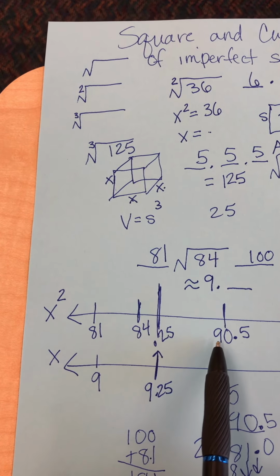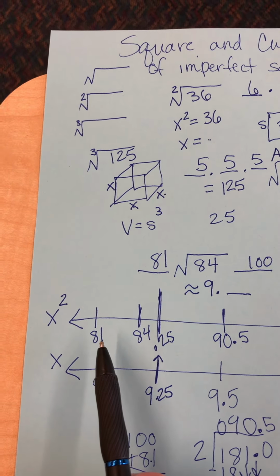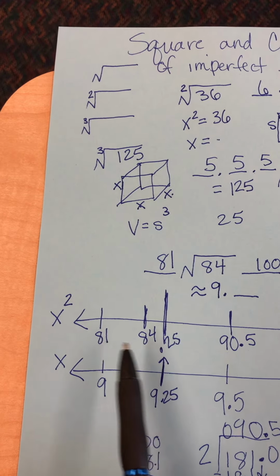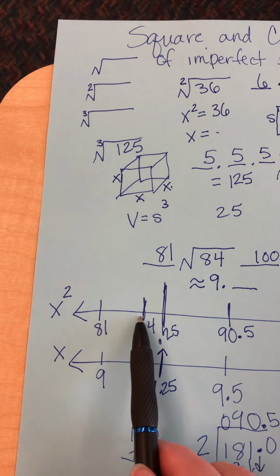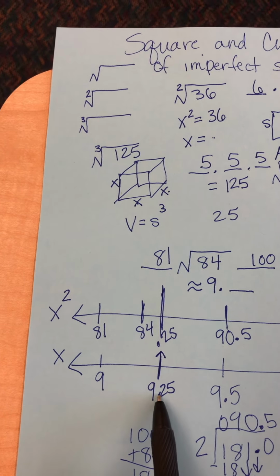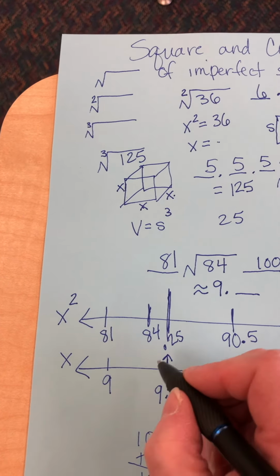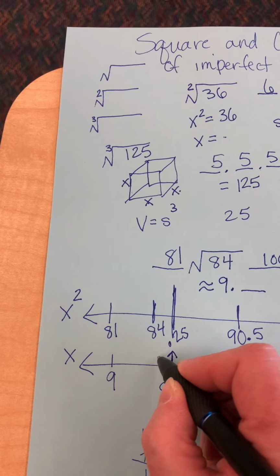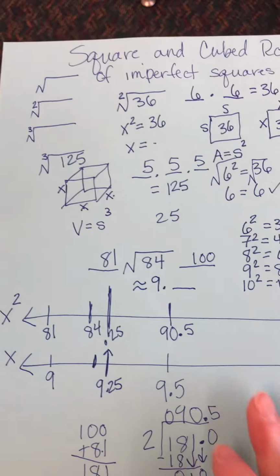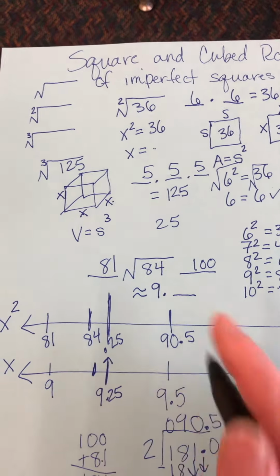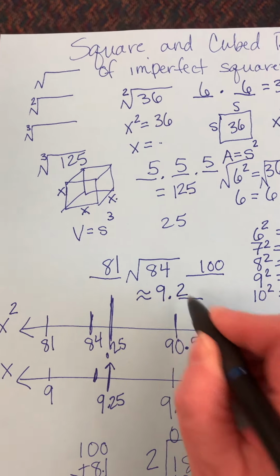So half of 9 is about 4.5, but we only went up 1, 2, 3 numbers. So I'm going to be below 9.25. So you want to really look at, okay, how close is it? It's probably pretty close. What could my estimate be? If you do 9.2, right?